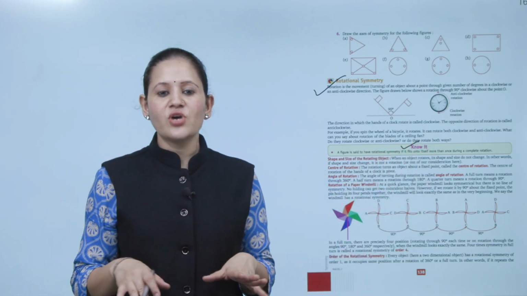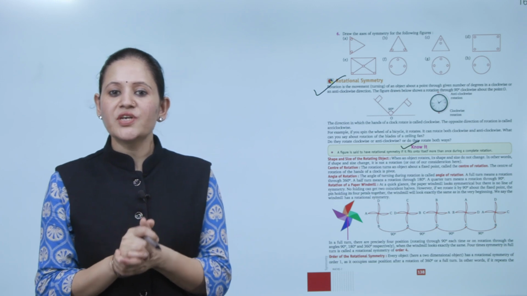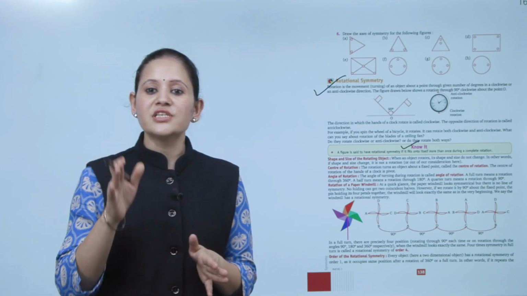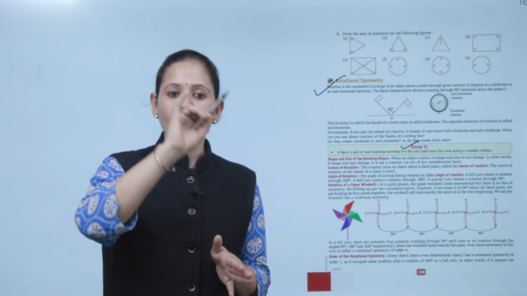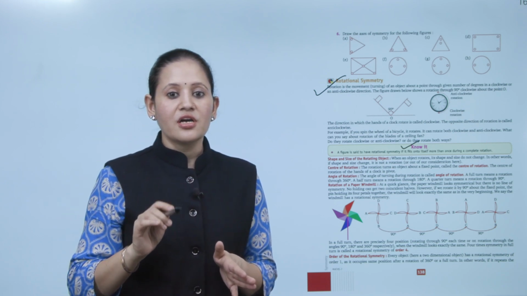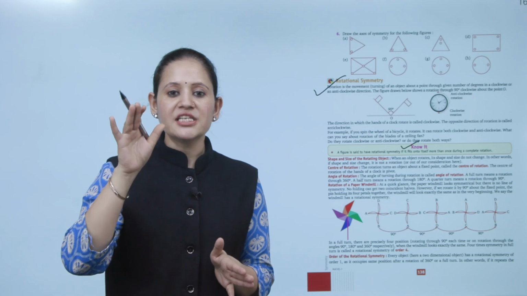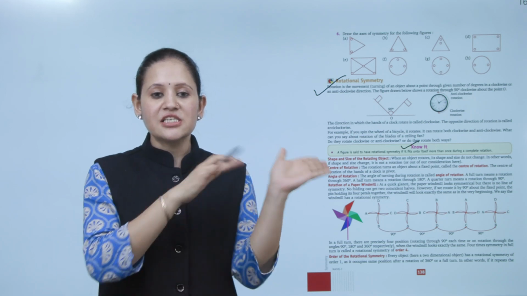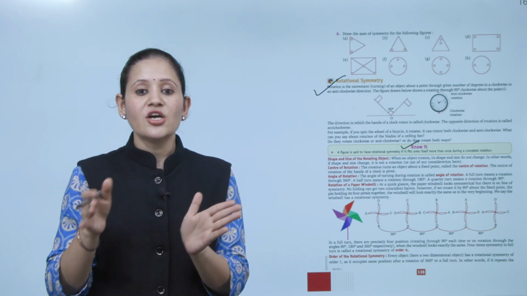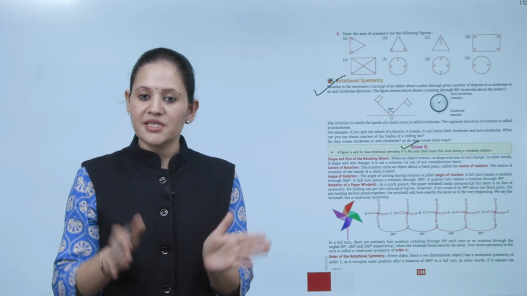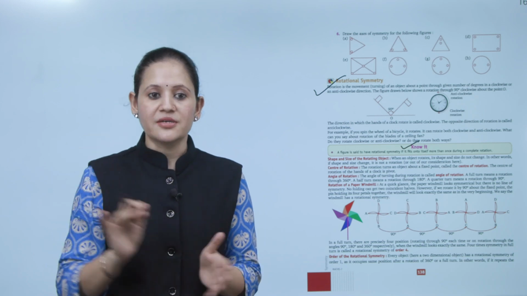A figure is said to have rotational symmetry if it fits onto itself more than once during a complete rotation. When will rotational symmetry occur? If a figure during rotation fits into its original position, meaning the position it originally had, some number of times, that is known as rotational symmetry during the complete rotation.